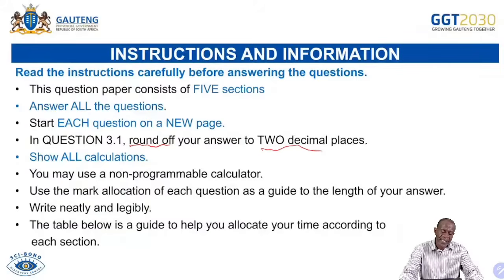The next one says, write neatly and legibly. So you make sure that your writing is clear and legible. Anyone is able to read what you have written, to make sense of what you have written. And the last bullet says, the table below is a guide to help you allocate your time according to each section. I think we have looked into the table prior.